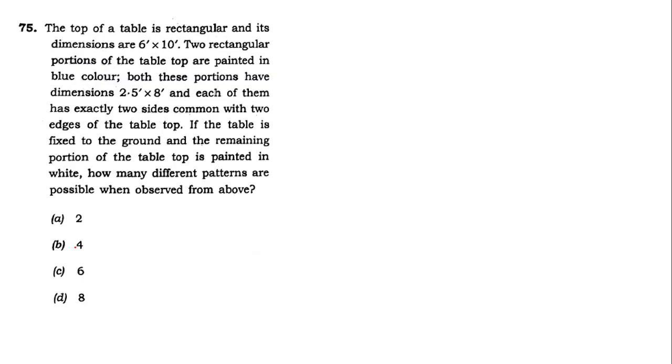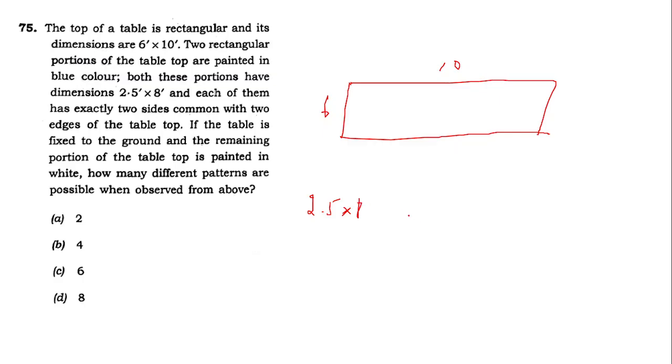The top of a table is rectangular and its dimensions are 6 by 10. So we have a rectangular table, 6 by 10. Two rectangular portions of the table top are painted in blue color. Both these portions have dimensions 2.5 into 8. So this is 6 by 10 and these are 2.5 into 8. So this is 2.5, this is 8. We have two of them.